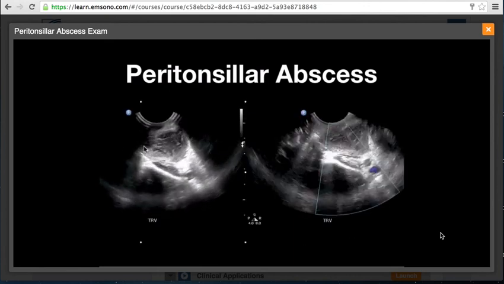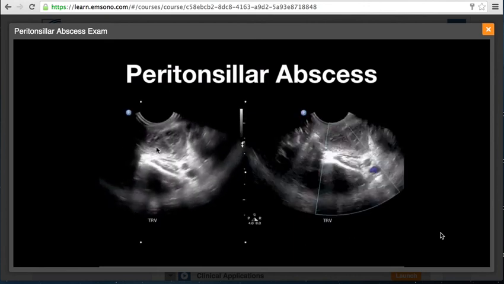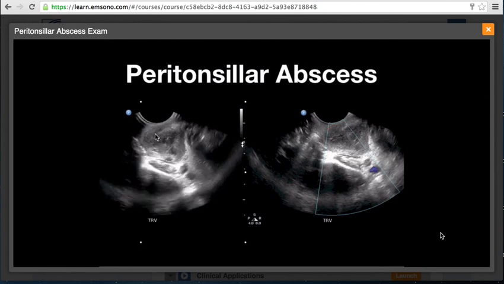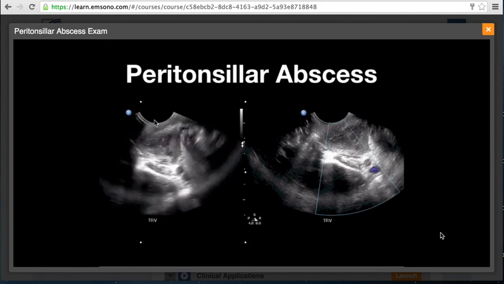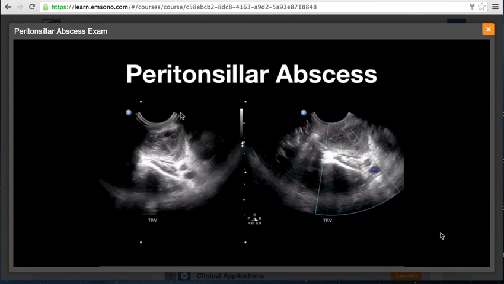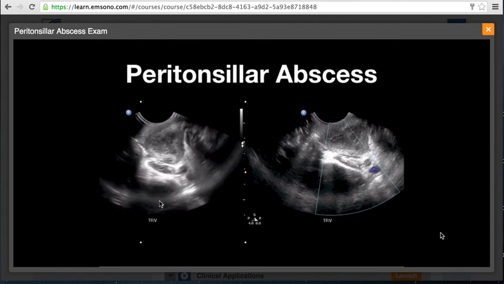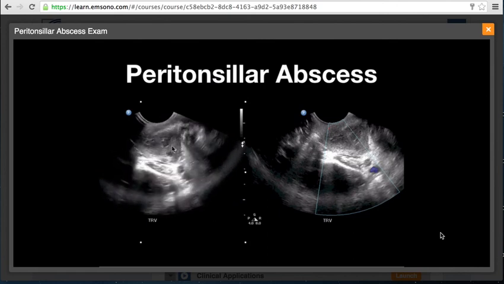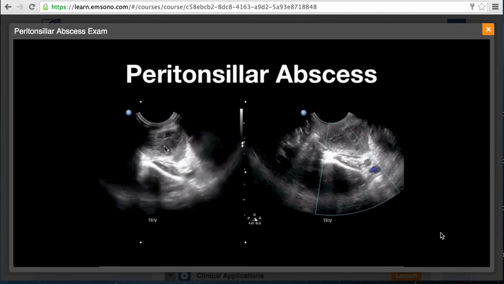Here's another example of a patient with a peritonsillar abscess. This is a transverse scan also. So you've got patient's right, patient's left. This is the anterior position within the oral cavity, and this is posterior. Here you can see the complex fluid collection here.